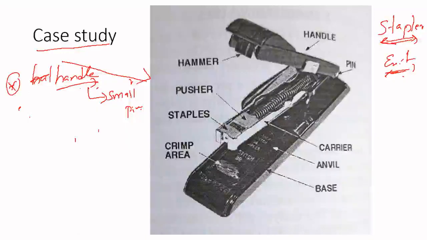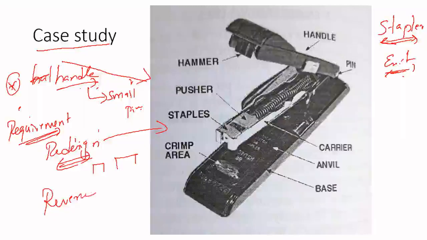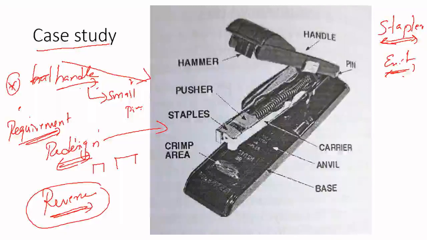So the requirement is I have to redesign this particular stapler so that it can accommodate the small pins as well as the big pins. Let us see what we can do for this by using reverse engineering. We have the handle, the springs, the lever and the holder. We dismantle them one by one, understand the mechanism clearly, and then maybe we can have a separate tray.